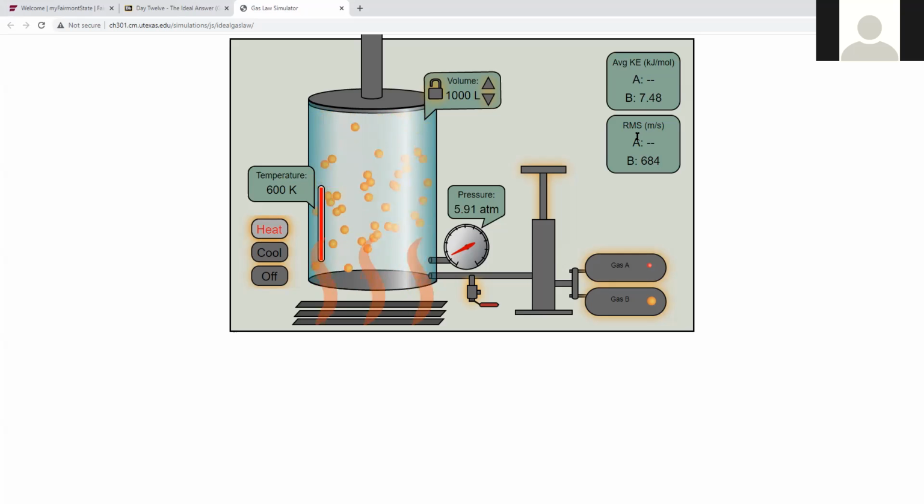Because just like those little school kids, they move faster and faster and they increase the pressure, thus they increase the volume. So how big the balloon gets is based on that heat. So that is a direct relationship.